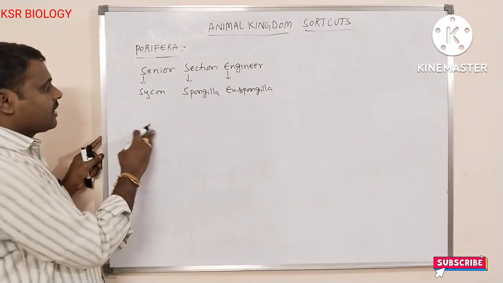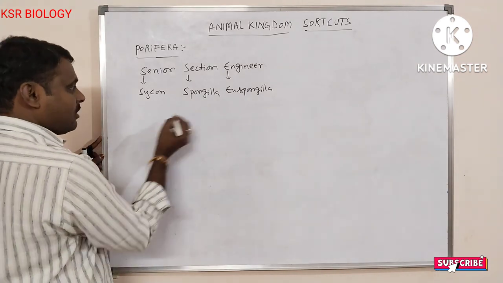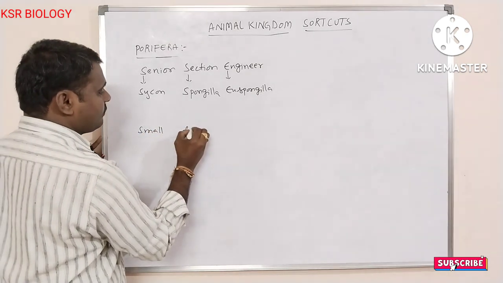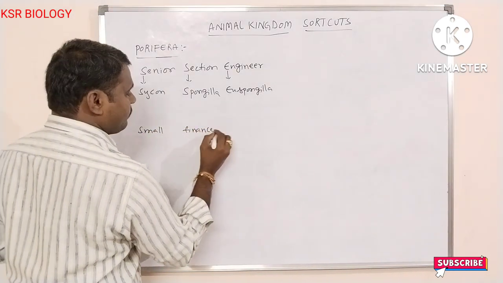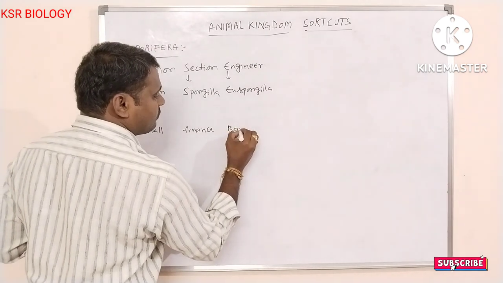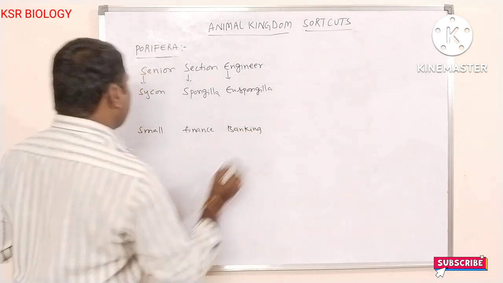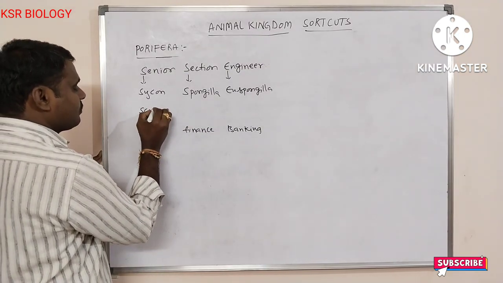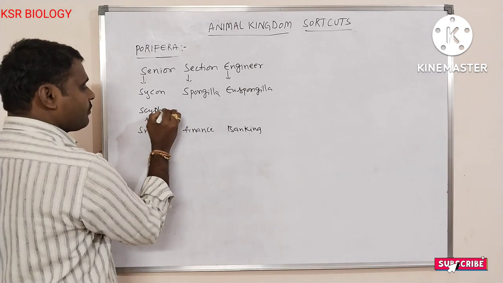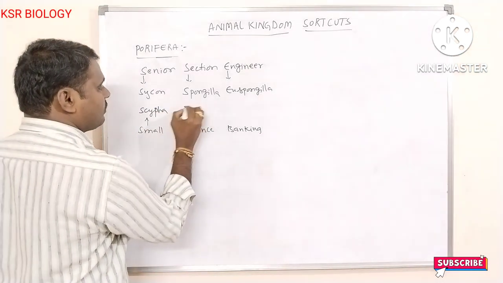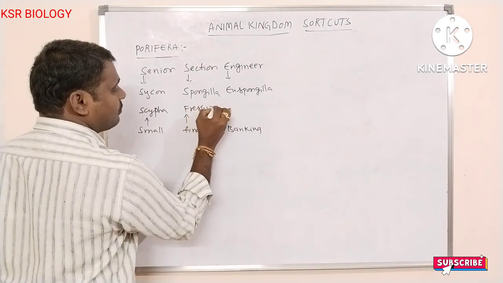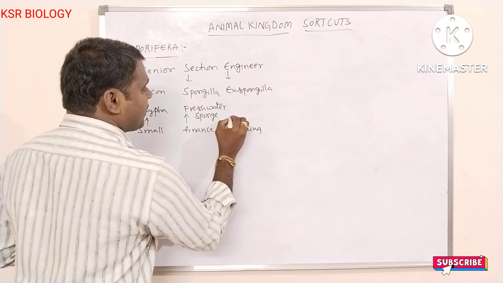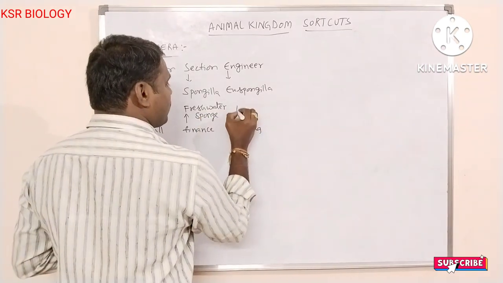And their common names also we can discuss with the help of a simple statement, that is Small Finance Banking. Here, S stands for Scypha, F stands for freshwater sponge, and B stands for bath sponge.